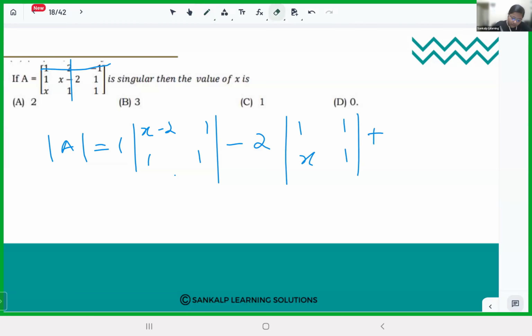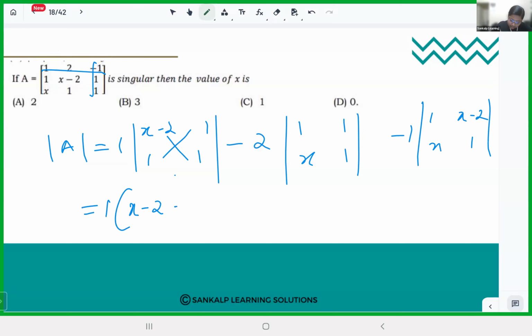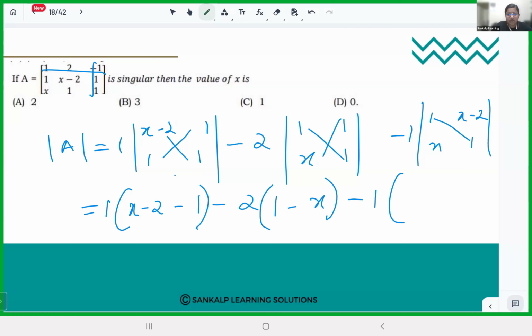Okay, plus, now what you have to do? You have to eliminate this column and this row. That is minus 1 into 1, x minus 2, x, 1. So that is equal to 1 into, you have to find out the determinant, x minus 2 minus 1, minus 2 into 1 into 1 is 1, minus x into 1 is x, minus 1 into 1 into 1 is 1, minus x into x minus 2, x into x minus 2.